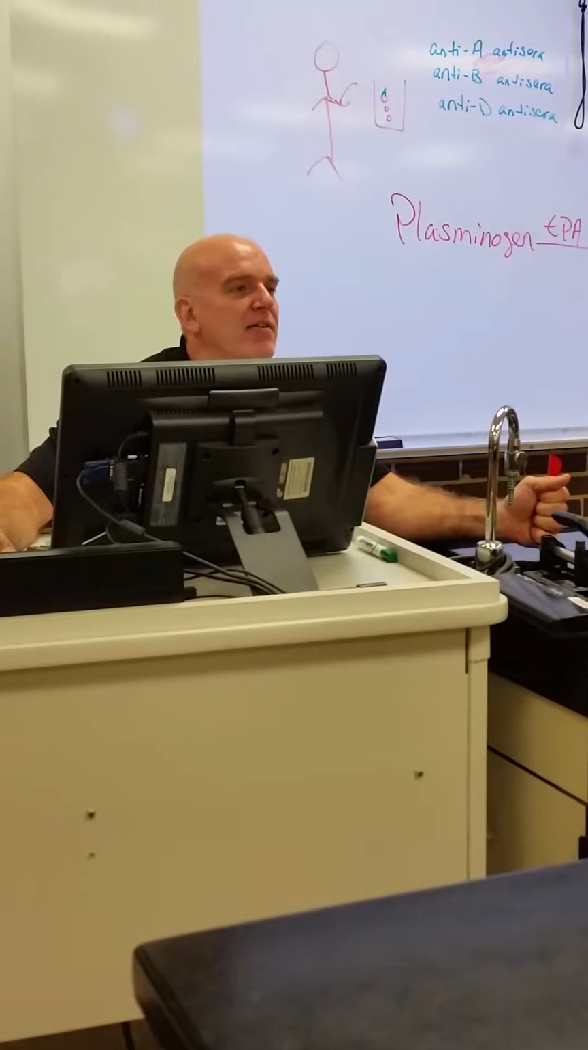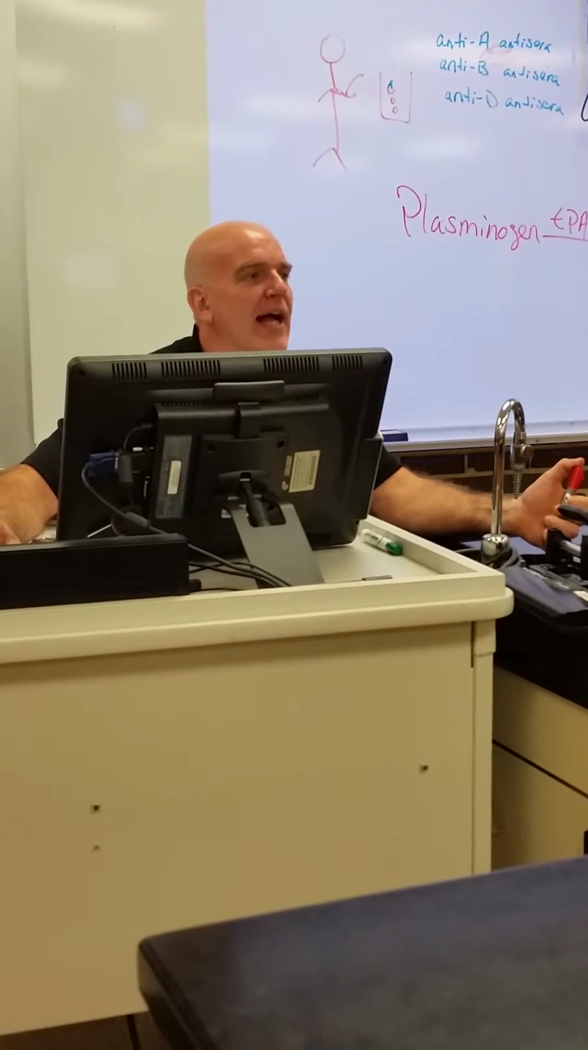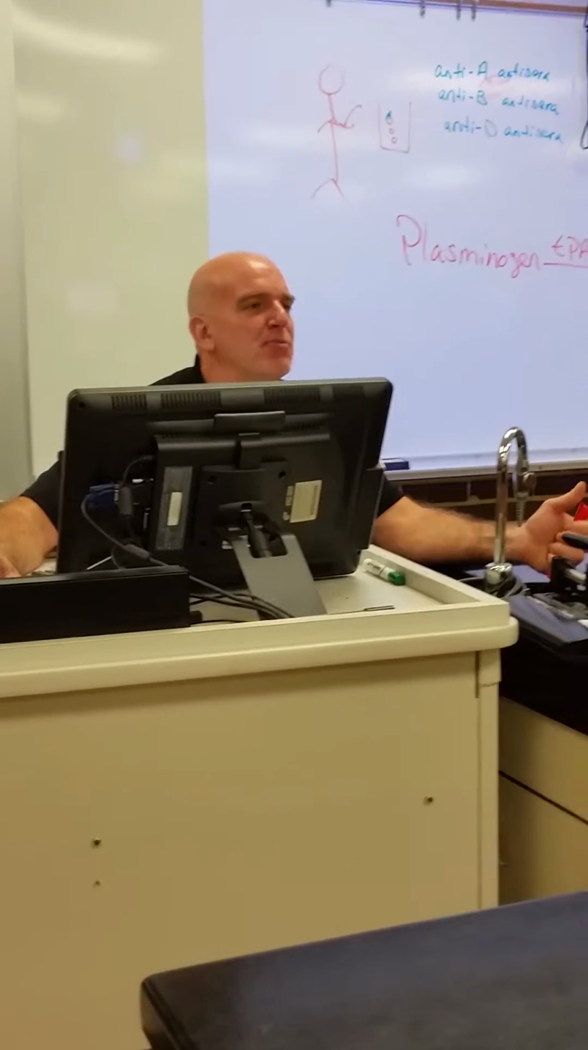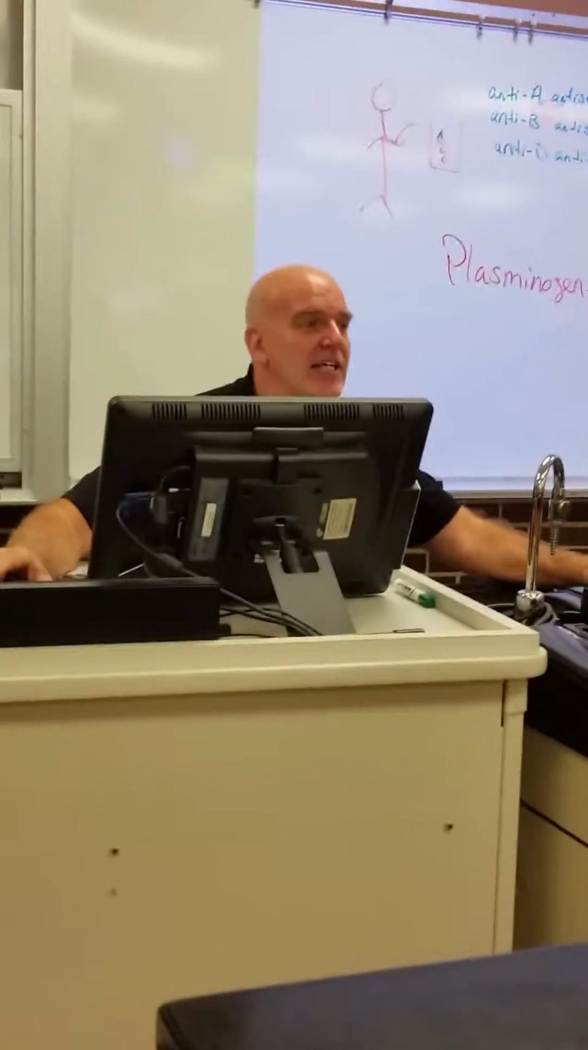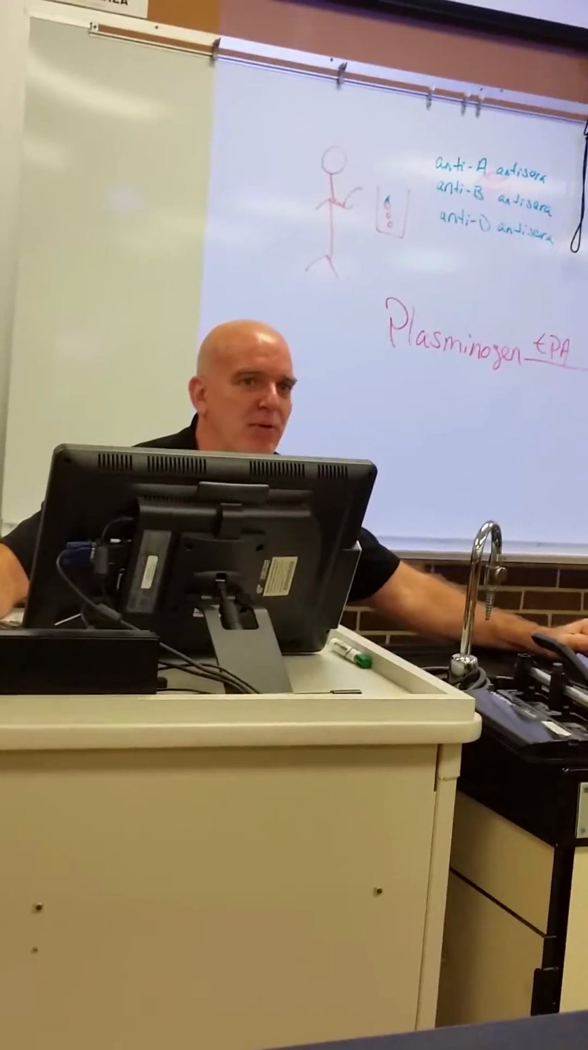What's a major plasma protein? The most abundant plasma protein? Albumin. Which plasma protein is primarily responsible for blood colloid osmotic pressure? Albumin. Exactly. The most abundant plasma protein is albumin. The plasma protein most responsible for blood colloid osmotic pressure is albumin.